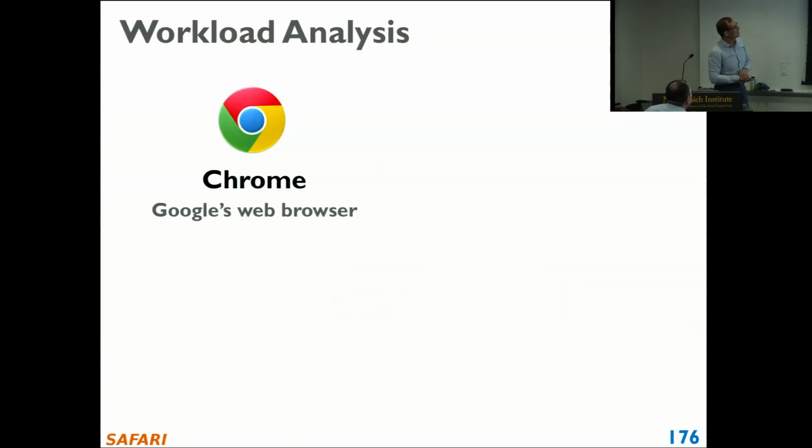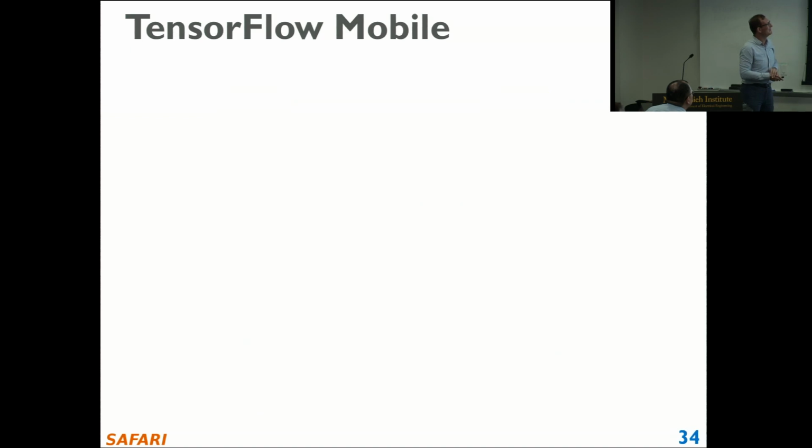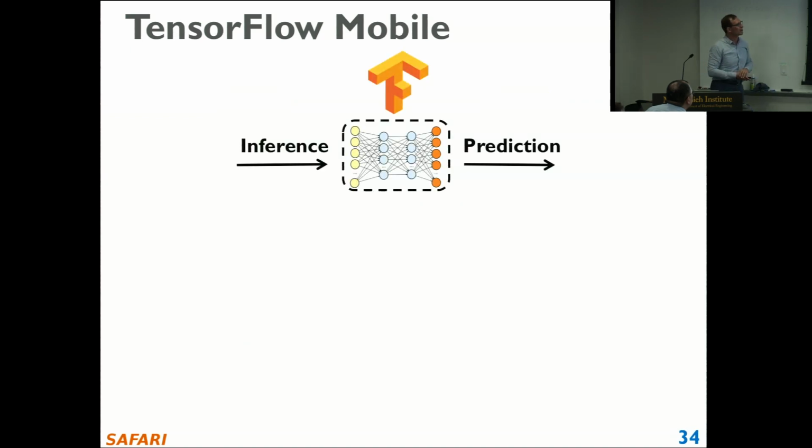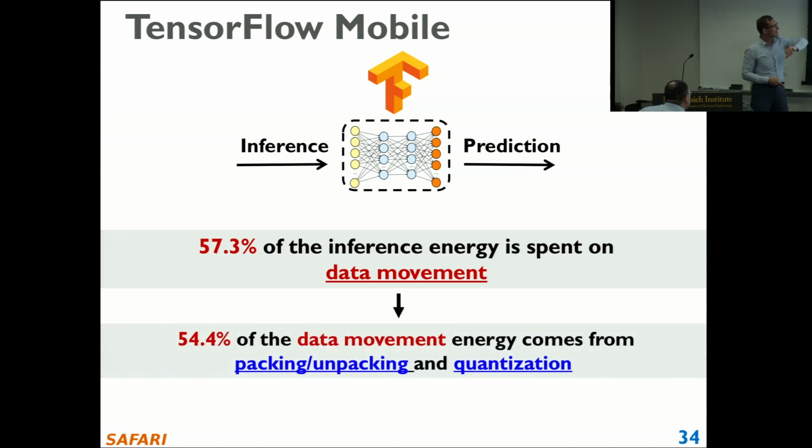Anyway, so we did have a bunch of workload analysis. I'm not going to go into this in detail. I'm going to look at some of the things. I'll pick this one over here because it tends to be hot. But if you look at machine learning-based frameworks, you essentially do inference. And a significant fraction of the inference energy is actually spent on data movement. And some of that data movement comes from not moving the data to do the computation, not doing the computation, but actually preparing the data to do the computation. And that's packing and unpacking and quantization.